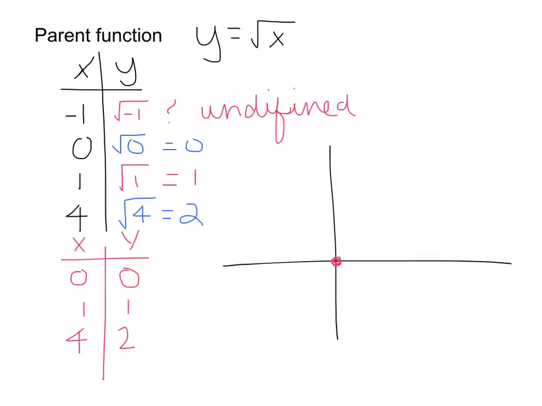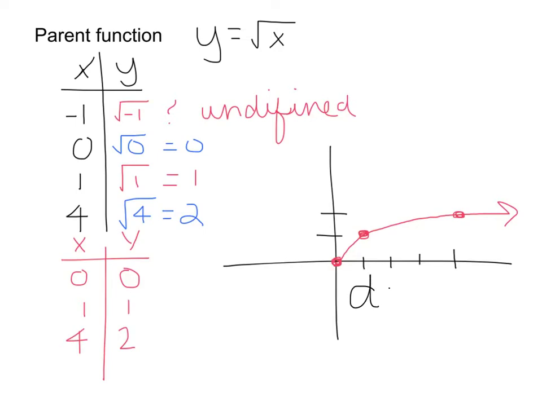Here's 0, 0, 1, 1, and then 4, 2. And your graph looks like this for square roots. We are then going to take those 3 points and shift them around. The domain for this problem, since there is no h value, is from 0 to infinity. The range for this value, again, since there's no k, is also from 0 to infinity.